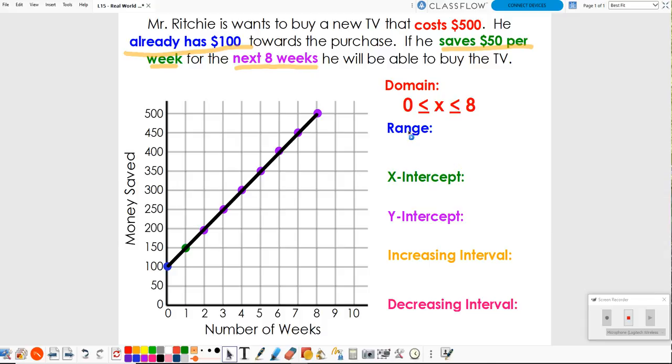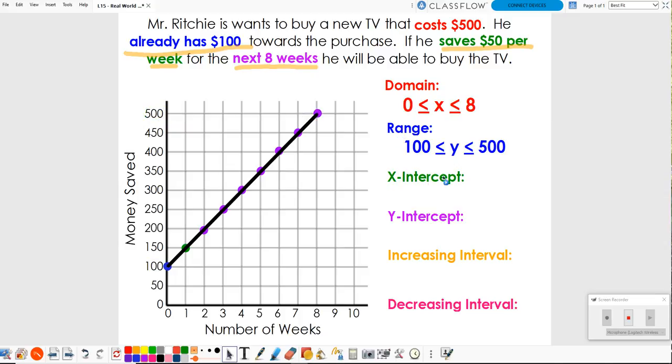Okay. Next, we're going to talk about our range. Remember, the range refers to the y values we have in our function. So from my lowest y value, the lowest amount of money I have, to the highest amount of money I have, my range goes from 100 to 500. He starts with $100, he ends with $500.